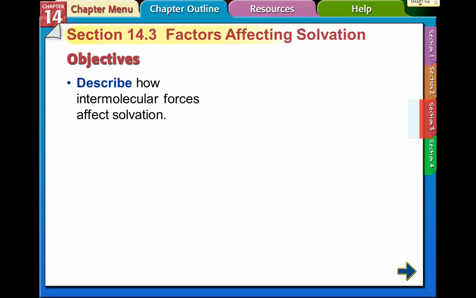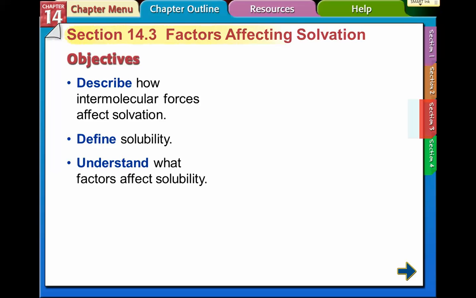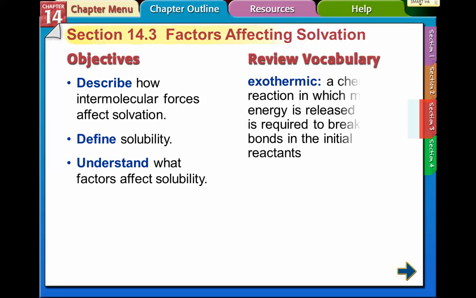Okay, this is section 14.3. This is called factors affecting solvation, or factors affecting how things dissolve in a solution. I'm going to talk about the intermolecular forces that affect solvation, define what solubility is, and understand the factors that affect solubility. An exothermic reaction is one that releases chemical energy when the bonds are rearranged.